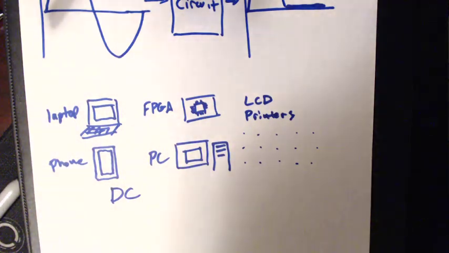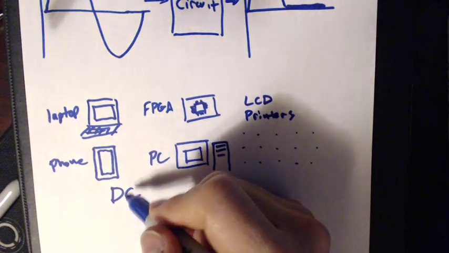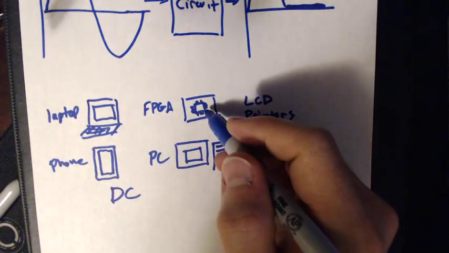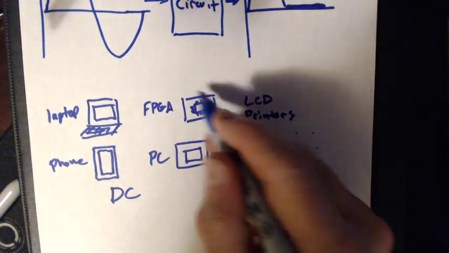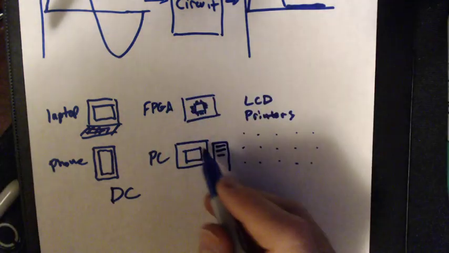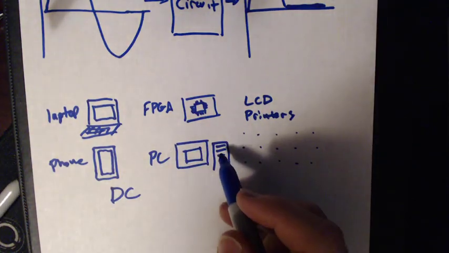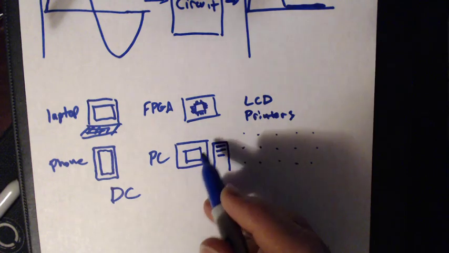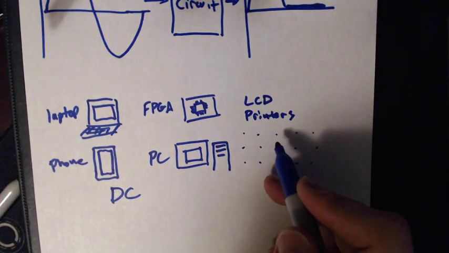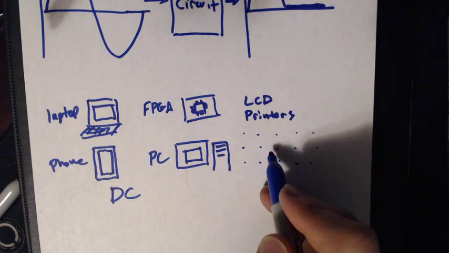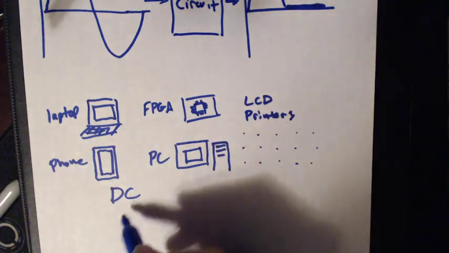They all use direct current. Your laptop battery charges off a direct current. So does your phone battery. Your FPGA board and all digital devices work off of DC, direct current. Your personal computer, your PC, your desktop, your Mac, whatever it is that you use, is also direct current. Your LCDs, your printers, your keyboards, your mice, your car, everything works off of DC.